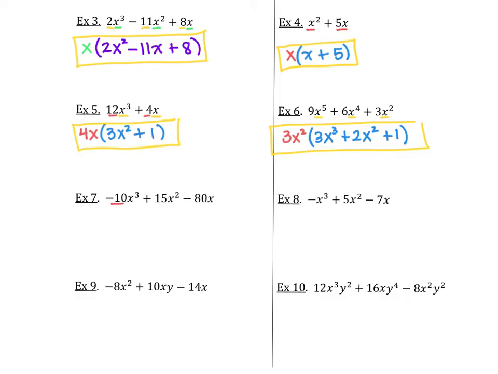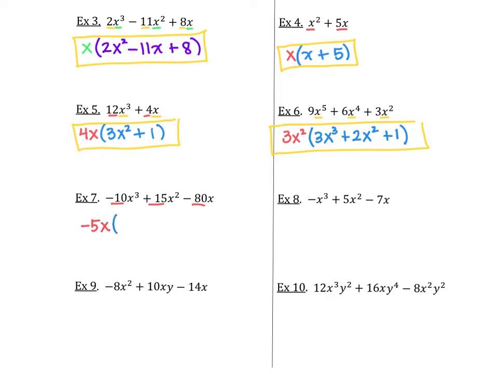So negative 10, positive 15, negative 80. What can I divide out of 10, 15, and 80? 5. But because the first term is a negative, I'm going to make it a negative 5. Oh, let me check the x's. x to the third, x to the second, and x. Since they all have at least x, and the lowest degree is an x, I'll take out an x.